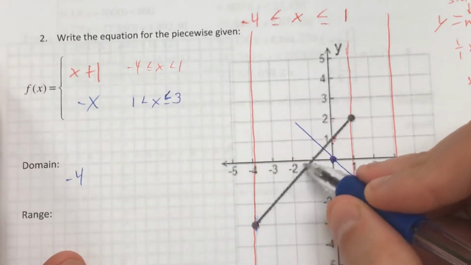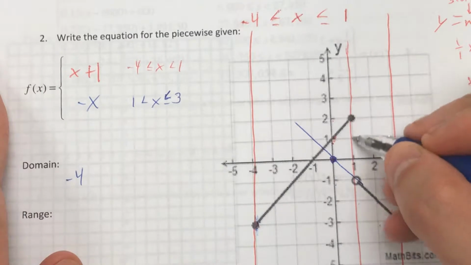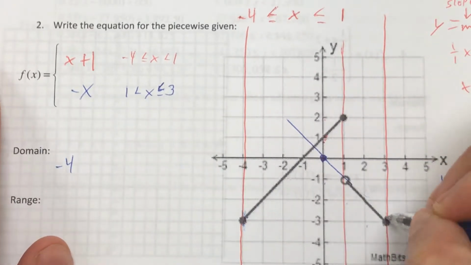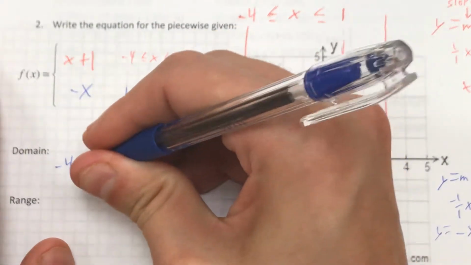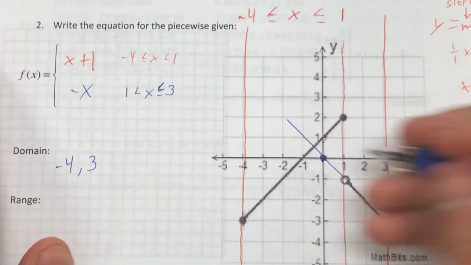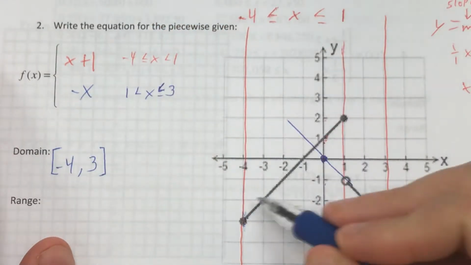And if you travel along, you have a solid dot, which means you're A-OK at this point, and you continue on until you get to 3. You don't need a union because these match up. And these will both be brackets because they are both solid.